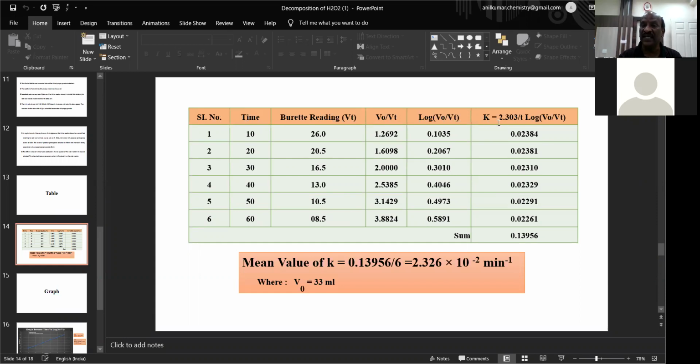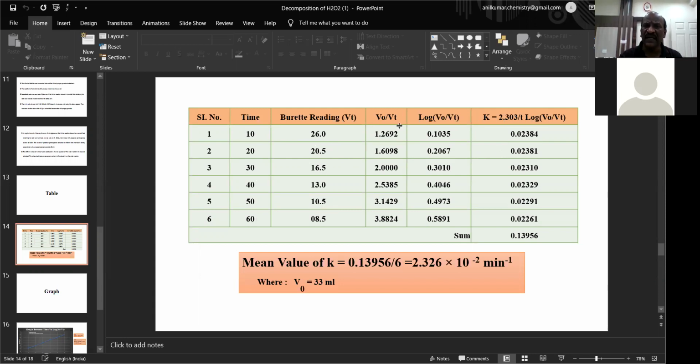This is the formula: K is equal to 2.303 by T log V0 by Vt. This is the first order equation, and it gives the K value, the rate constant. Here we give these two values, 10 minutes as the time and the burette reading. Then what you have to do is this calculation.